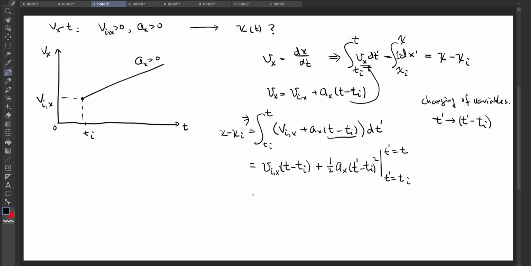Okay, so after I substitute in the upper and lower bound, let's see what we get. Let's copy the first term, and the second term, when I substitute in t here, I get 1/2 ax t minus ti squared. And then ti minus ti here will be 0, right? So that's what we get. The lower bound will be 0. And let's copy x minus xi. Okay, so in the end, we get the following equation. So x equals xi plus Vix, which is also given.